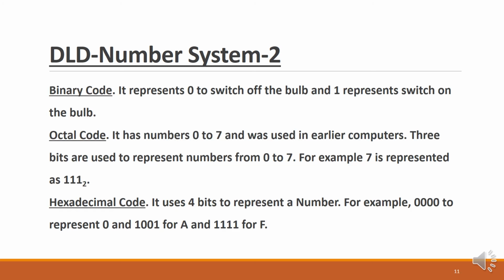And how can we use this information? Obviously, in binary code we represent 0 to switch off the bulb and 1 to switch on the bulb. And as I said earlier, we can change this convention also, but we'll talk about it later. At this point, just keep this in mind.